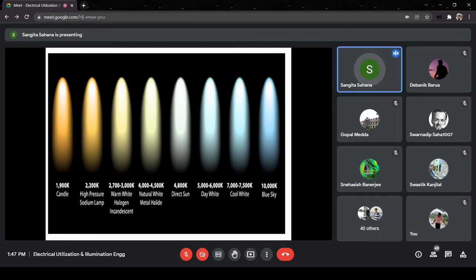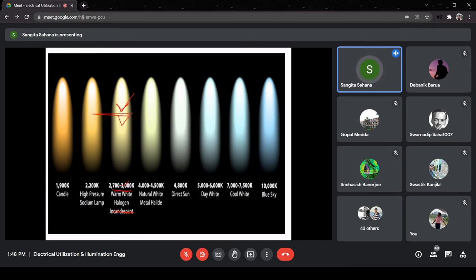Okay. For the tungsten filament lamp, you can see it's 2700 to 3000 K. We know that for filament lamp, it's yellowish light. No? So why is it 3000 K? Because the black body temperature of 2700 to 3000 K gives the same color. Incandescent temperature is not 2700 or 3000 Kelvin. If the black body temperature is this, we will get the same color.